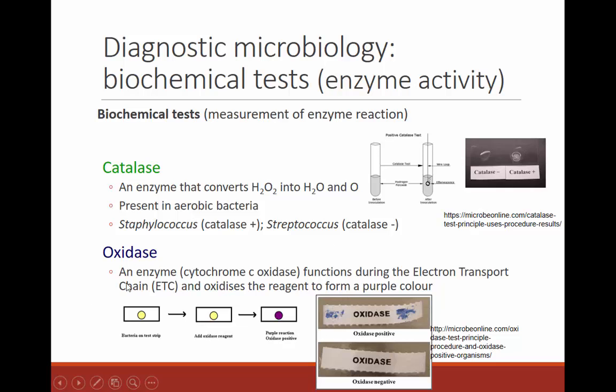Then we've got oxidase. Now it is an enzyme. This particular enzyme, it's cytochrome C. It functions during the electron transport chain and oxidizes the reagent to form a purple colour. Okay, so you've got special paper that you can put the bacteria on, the colony on, and depending on the colour, you can tell whether it's positive or negative for oxidase.